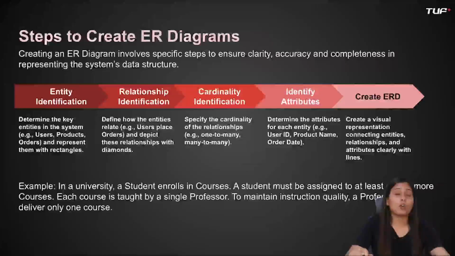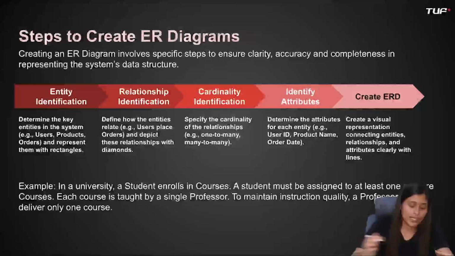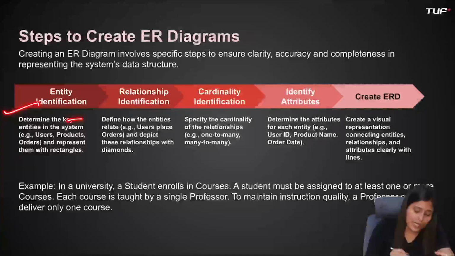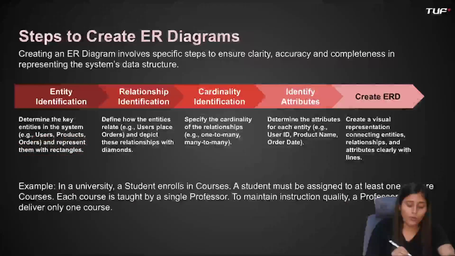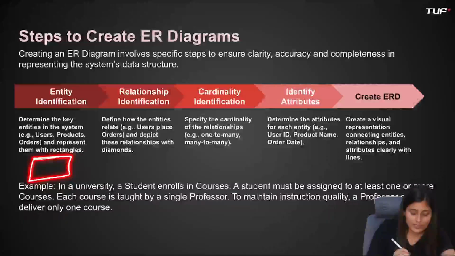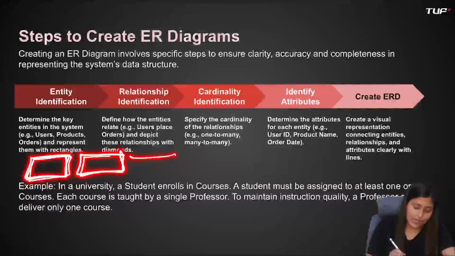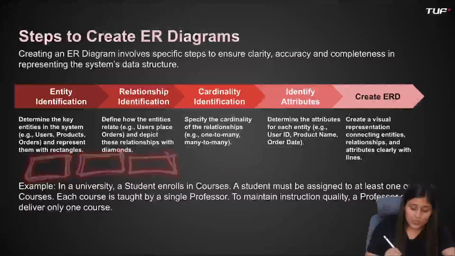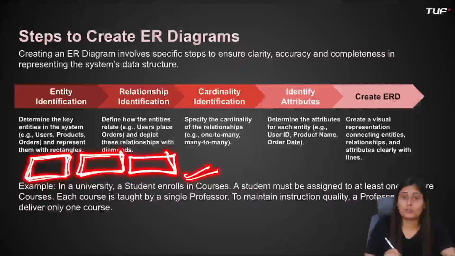What are the different types of table or entity we need to create based on the business specifications? So first determine the key entities in the system. Let's suppose user, product, order, and represent them with a rectangle. For the user, product and order case, we know that there is a need to create one user table, one product table, and along with that there should be one order table, right? So this is what we have identified, the type and number of entity requirements.